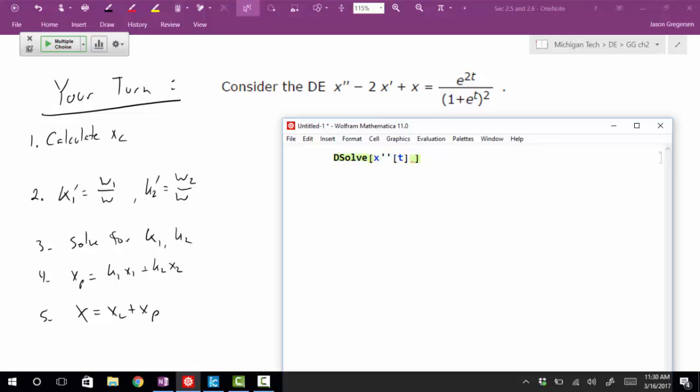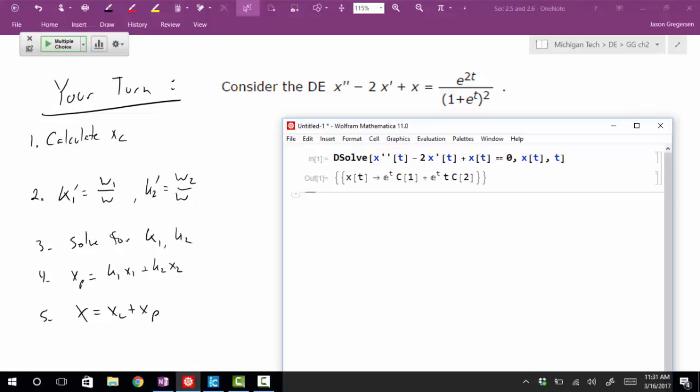x double prime of t minus 2 x prime of t plus x of t equals 0, x of t comma t. Okay, so now I can verify if I've done that first step correctly. Do I have e to the t and t e to the t as the two solutions of the complementary solution? Anybody have any questions about that step? Do we get there? Okay, so we have a repeated root, so I had to modify that second solution.